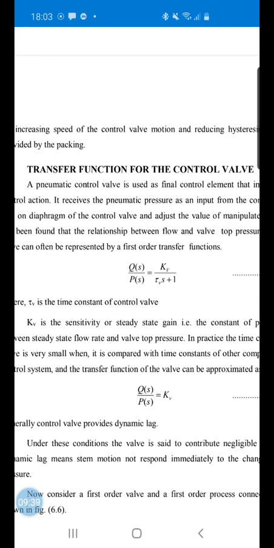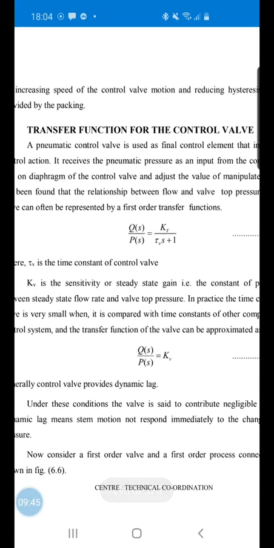Generally, the pneumatic control valve is considered to be a first order system, and its transfer function is given by Q of S by P of S, flow upon pressure, is equal to Kv upon tau V S plus 1.